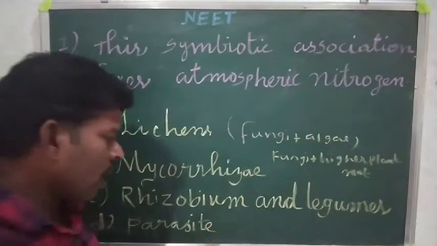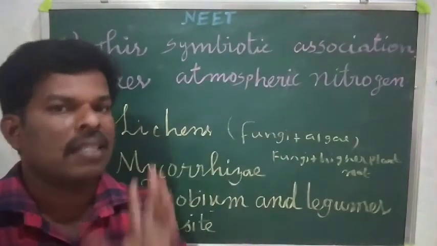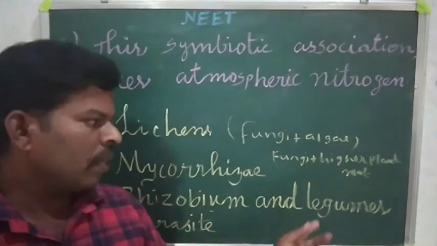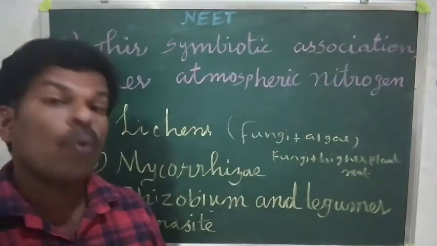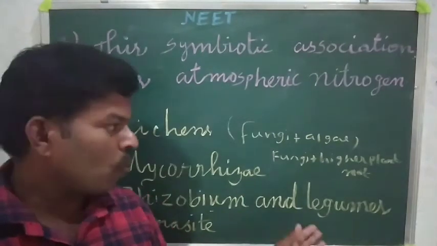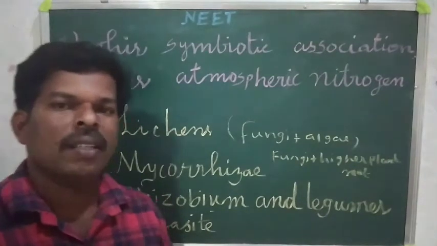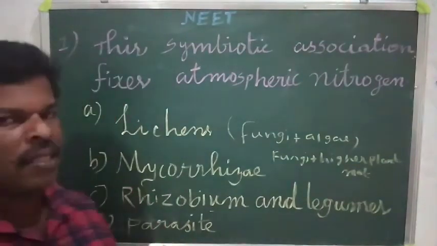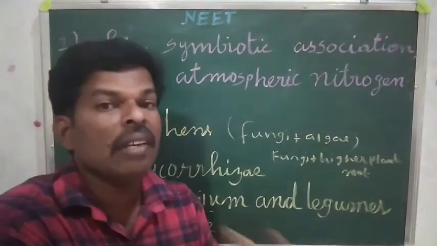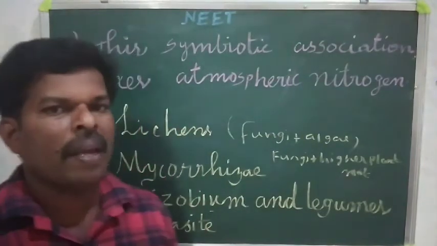The next option is rhizobium and legumes. Rhizobium are bacteria. Legumes are protein-rich plants, like green gram and black gram. That family is called the legume family. The last one is parasites. Parasites depend upon living things. An organism that depends upon living things is called a parasite.